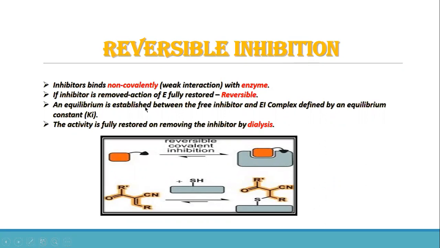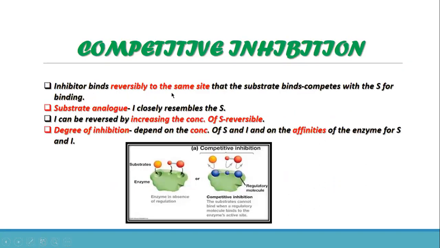Competitive inhibition. The inhibitor binds reversibly to the same site that the substrate binds and competes with the substrate for binding. It is a substrate analog; the inhibitor closely resembles the substrate. Inhibition can be reversed by increasing the concentration of substrate. The degree of inhibition depends on the concentration of substrate and inhibitor and on the affinities of the enzyme for substrate and inhibitor.